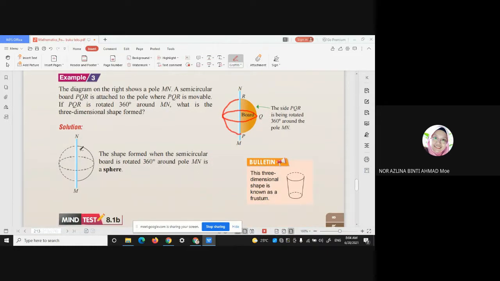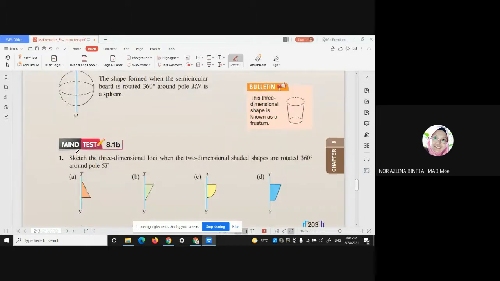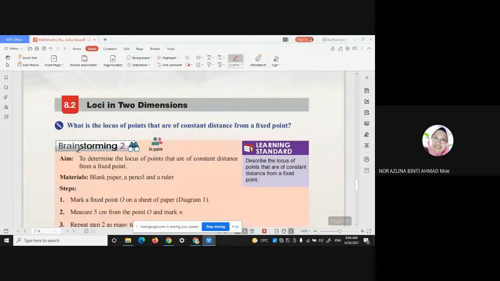So the original shape we draw using a solid line, but the shape of the movement we will draw using a dash line. That is example 3. I hope all of you can understand.